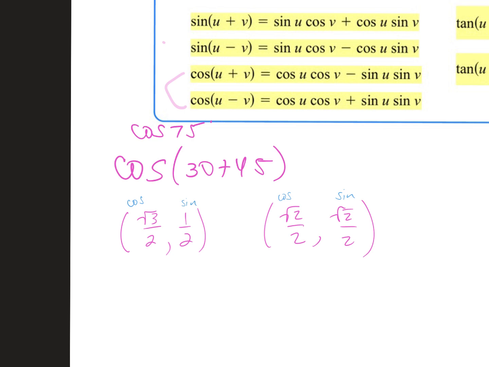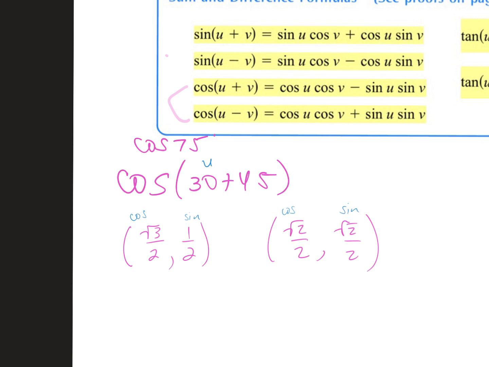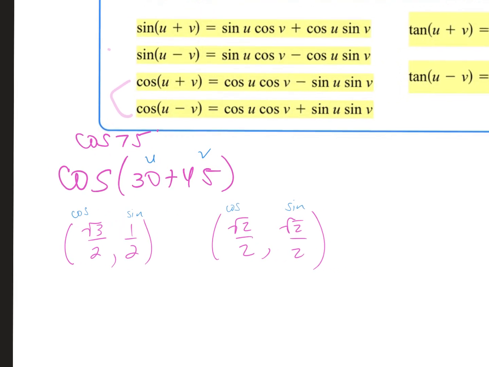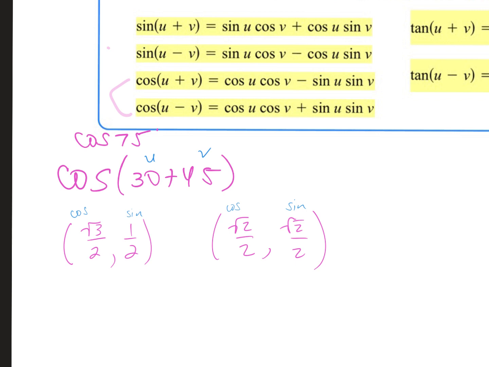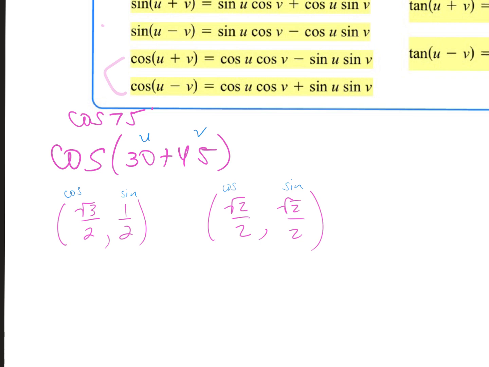The letters that they use in the formulas are u and v. So I'm just going to use the same ones. I'm going to say that 30 is my u, 45 is my v. Now, you guys told me that we're using this formula right here, right? Because we're adding the two angles together. So it's cosine. You don't even have to write it down because you guys are looking at it. What is the cosine of what we deemed u?